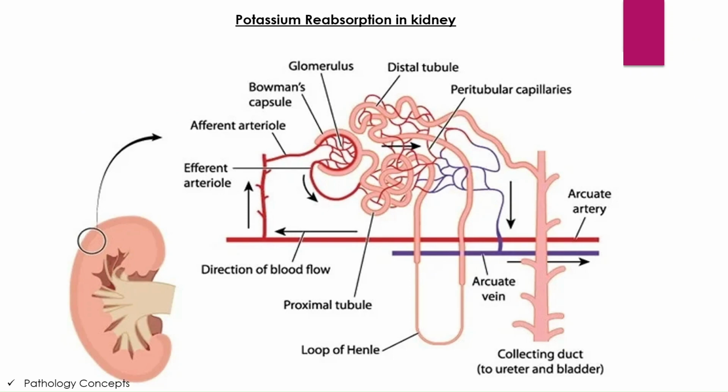This is the microanatomy of the kidney. Here you can see the Bowman capsule, which forms the glomerulus. Potassium is freely filtered at the glomerulus in the kidney and then passes through the different structures of the kidney, like the proximal convoluted tubule, loop of Henle, distal collecting tubules and collecting duct.